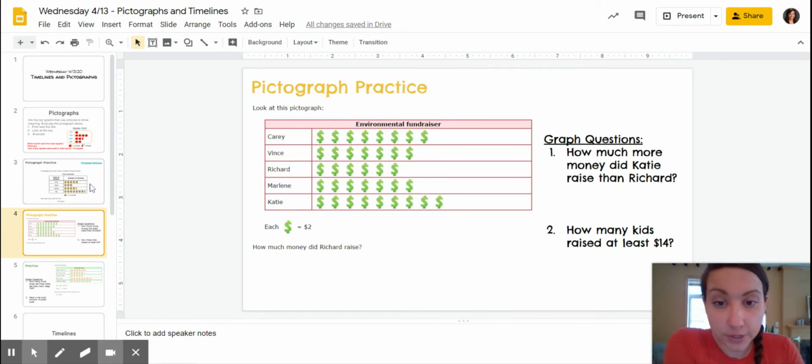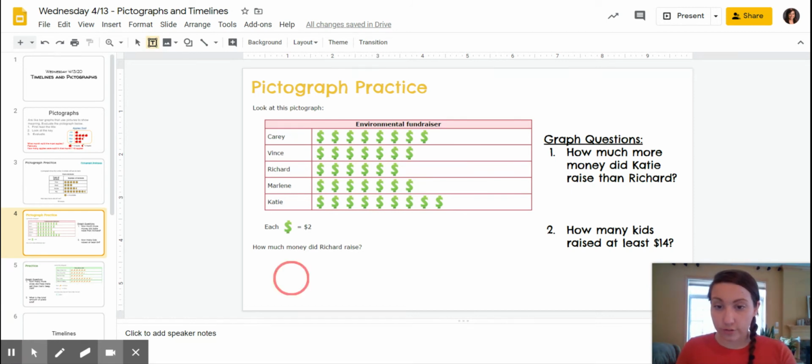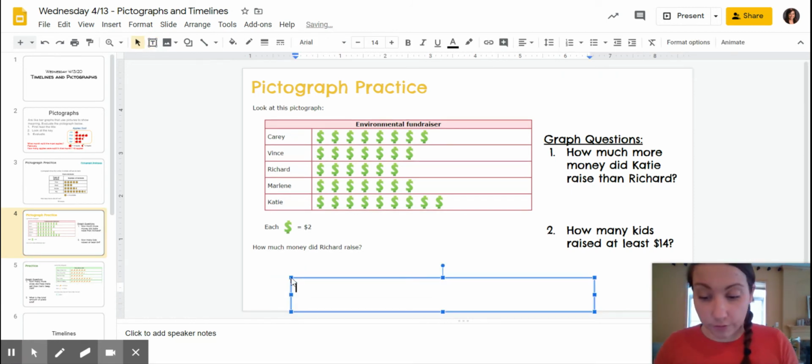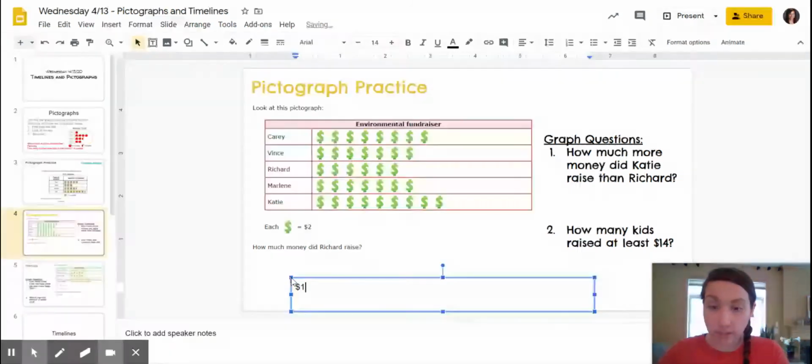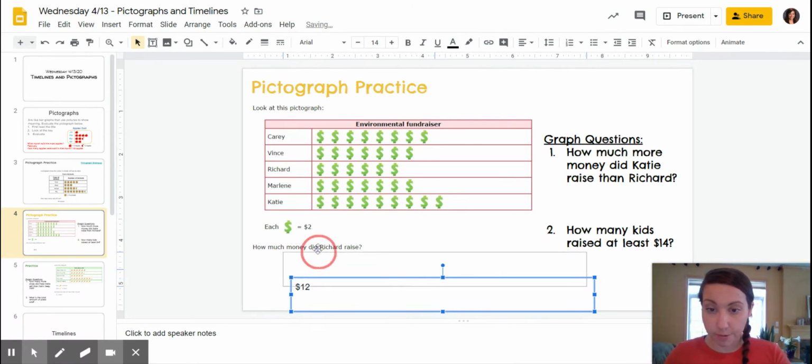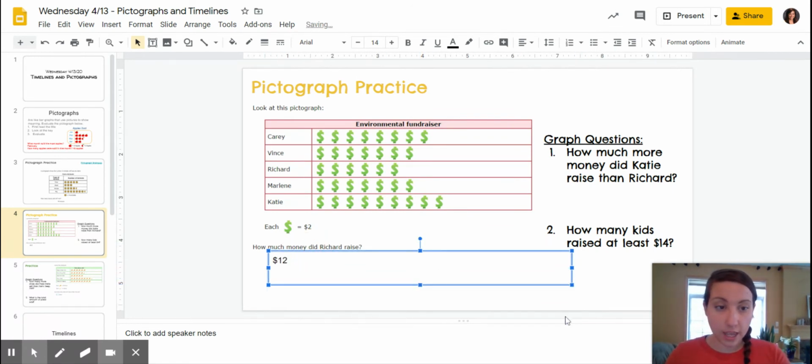This pictograph, I'm going to read the title. Environmental Fundraiser. Carrie, Vince, Richard, Marlene, Katie. Each dollar sign looks like it equals 2. How much money did Richard raise? Find Richard. Remember, it equals 2. 2, 4, 6, 8, 10, 12. Richard raised $12. And whenever we write dollars, we always start with the dollar sign, remember? I'll put that right there, okay.